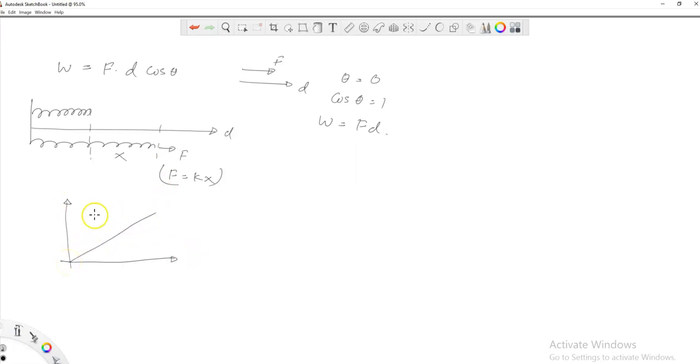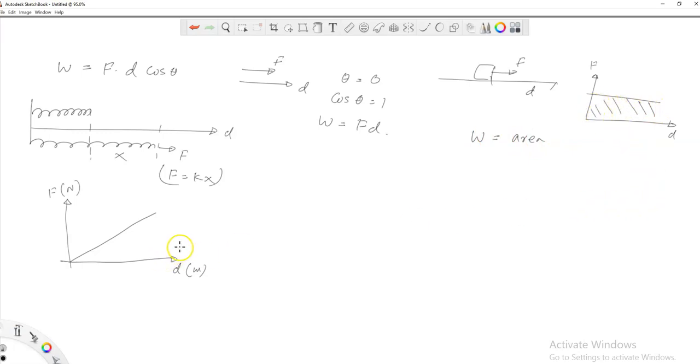It looks like this, right? So F in newtons and displacement in meters. So in previous examples where force was constant, let's say pulling a box to a distance d, the graph we got was a line like this, force and distance, and we defined the work as the area of the graph.